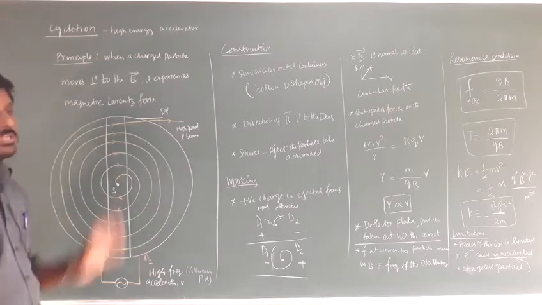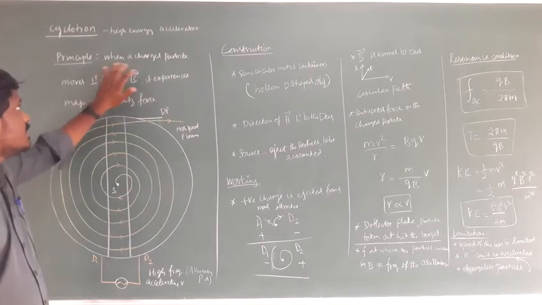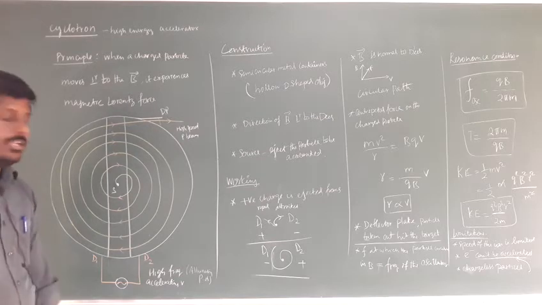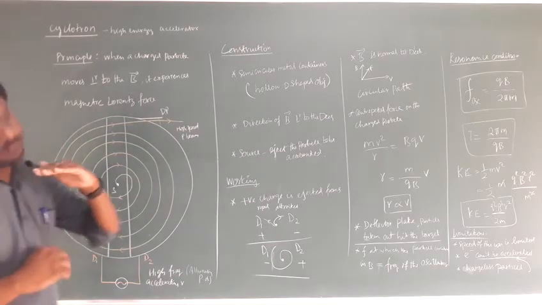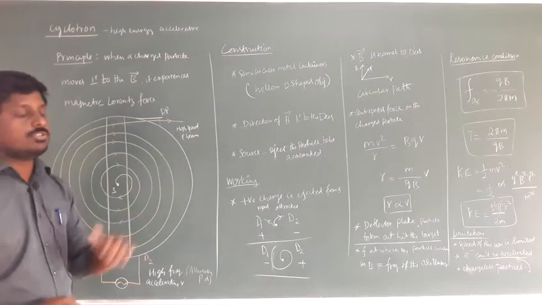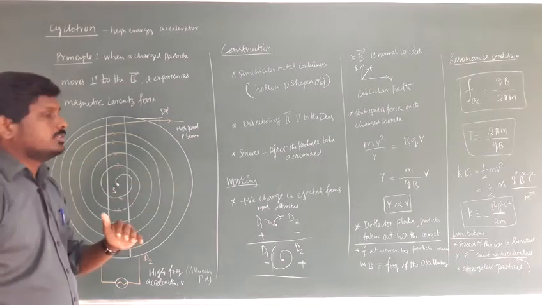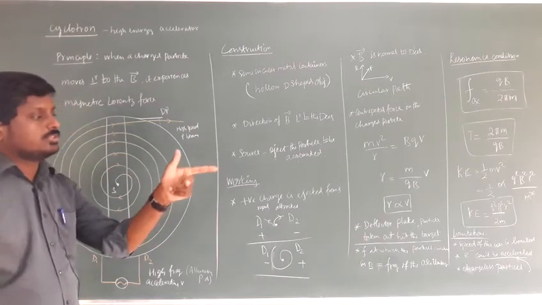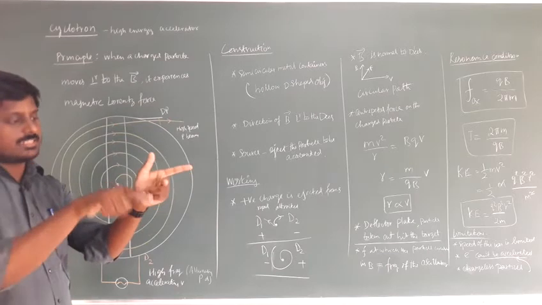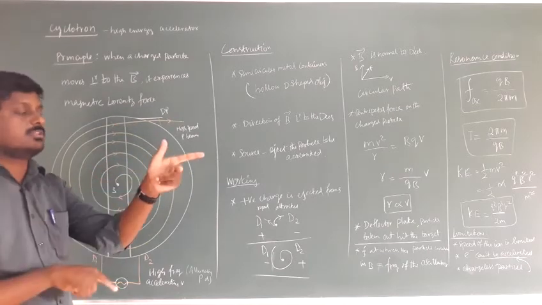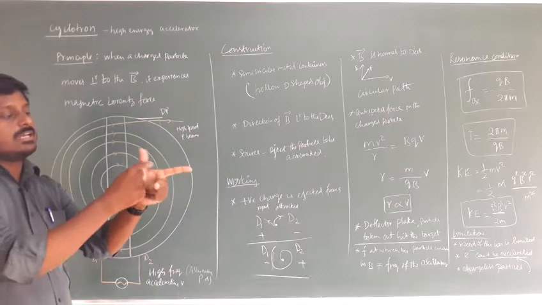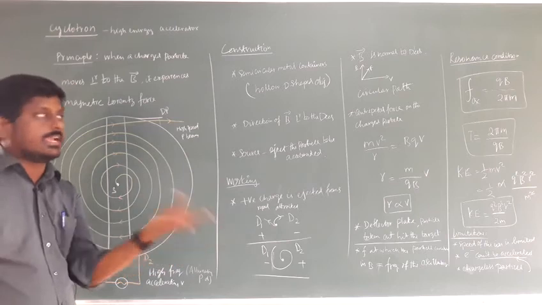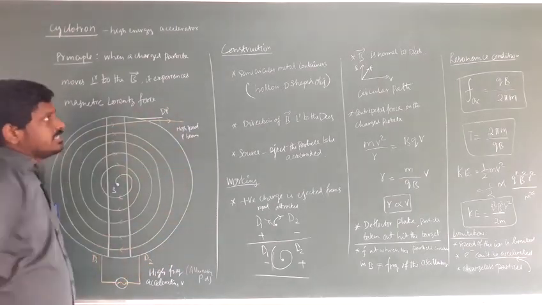Then what is the working principle behind the cyclotron? When a charged particle moves perpendicular to a magnetic field, it experiences a magnetic Lorentz force. We already know that for a charged particle moving in a magnetic field, the field should be perpendicular to the velocity. Both are perpendicular to each other, and the direction of the magnetic Lorentz force is upward if the charge is positive and downward if it is negative.